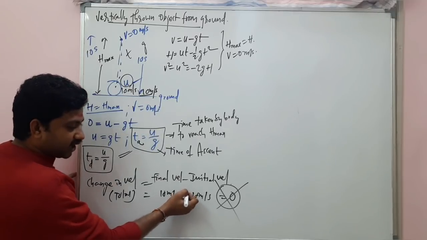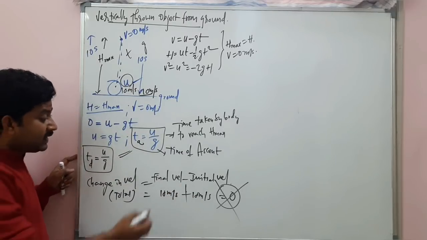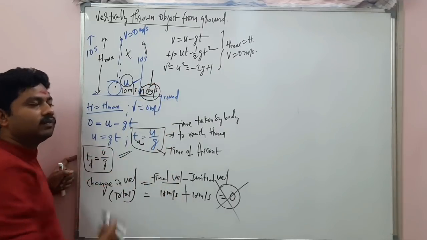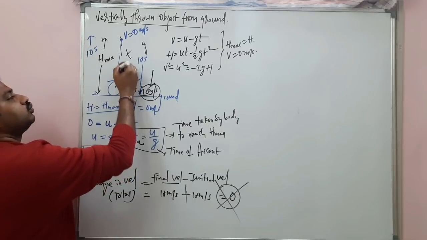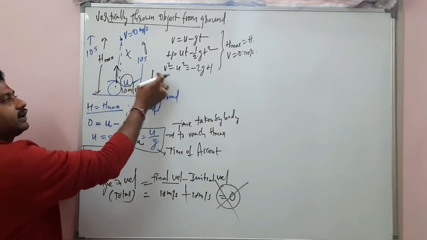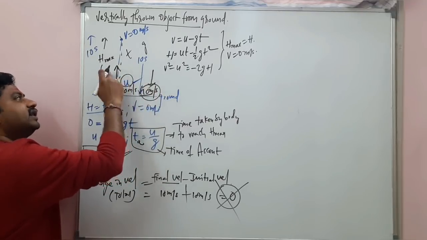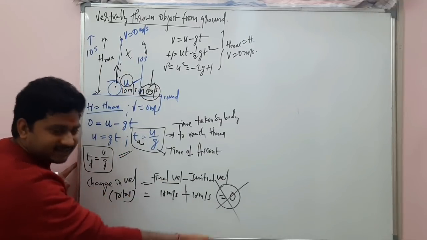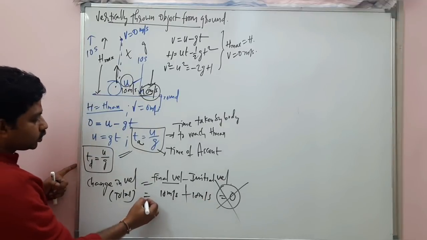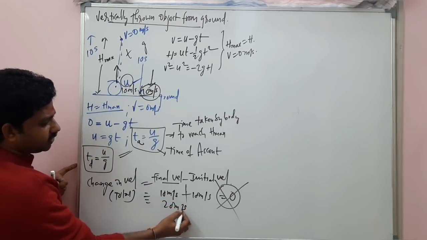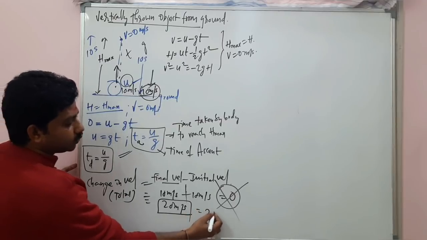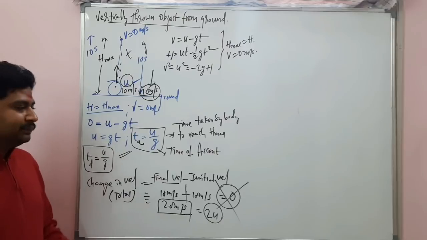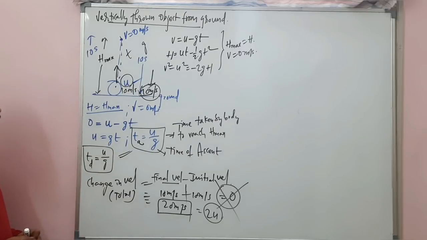So 10 meters per second minus of minus, because the final velocity is 10 meters per second, the body will move in this direction. Initial velocity, the body is moving in this direction. Both are opposite, right? If you consider one direction positive, the other one must be negative. So 10 minus of minus 10 is 10 plus 10. So the change in velocity will be 20 meters per second, which is equal to 2 times the initial velocity. Okay, clear?